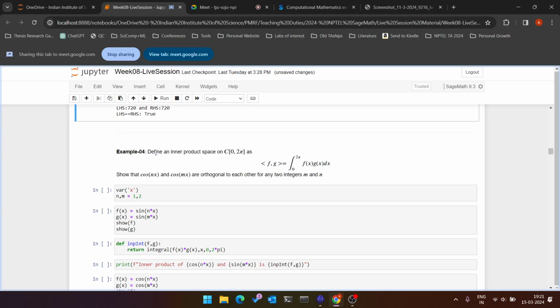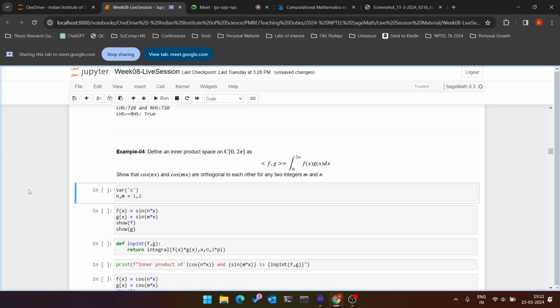The fourth example asks us to define an inner product space on C with the domain going from 0 to 2 pi as follows. The inner product between two functions f and g is basically the integral from 0 to 2 pi of f of x g of x dx, and then we are asked to show whether cos of nx and cos of mx are indeed orthogonal to each other as defined by this inner product for any two integers m and n.